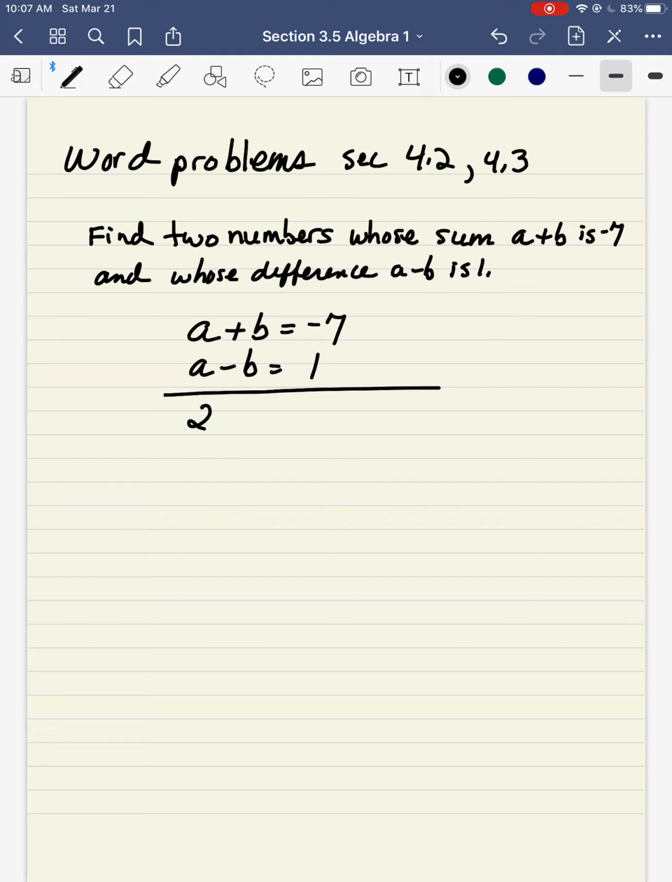a plus a is 2a. b minus b is 0b. And minus 7 plus 1 is minus 6. Divide by 2. I get a is minus 3.